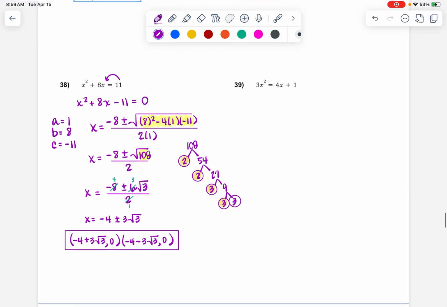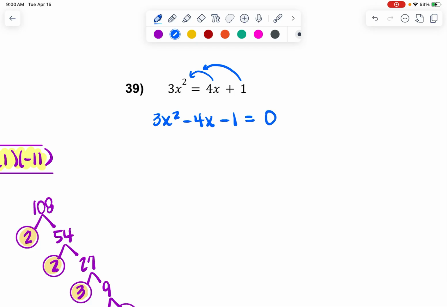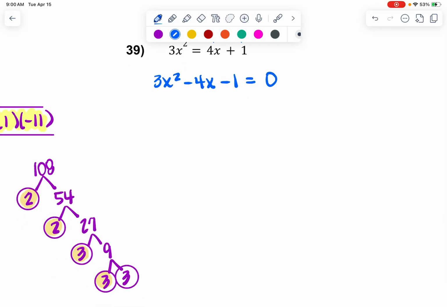All right, here we go, number 39. Again, it's not set equal to 0, so I like to keep my x squared positive. That doesn't really matter for a quadratic formula, but I still like to just do that all the time anyway. So this is going to give me 3x squared. I'm going to subtract my 4x and subtract my 1 to move it to the other side. He's also not factorable, I can tell, because there's no factors of negative 3 that add to give me negative 4. So I am going to have to do quadratic formula. So A is 3, B is negative 4, C is negative 1.